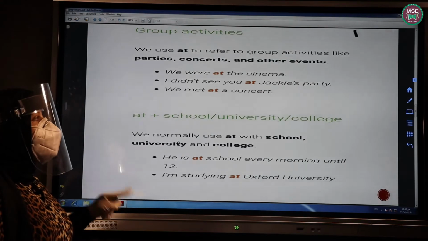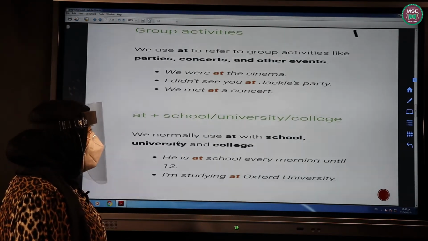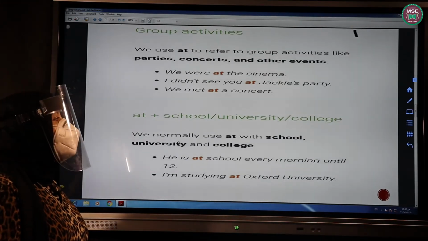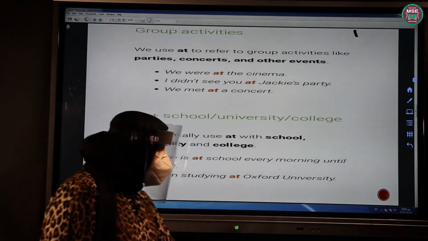At plus school or university or college. So this is the place where you receive your education. So we normally use at with school, university, and college. He's at school every morning until 12. I'm studying at Oxford University.